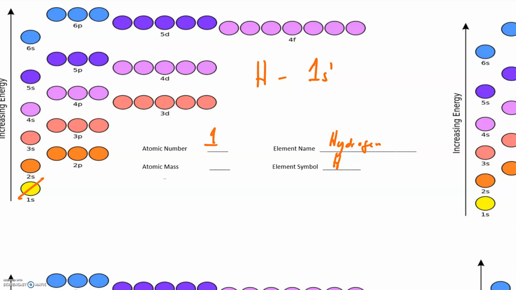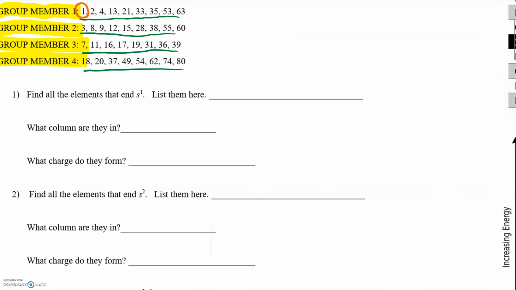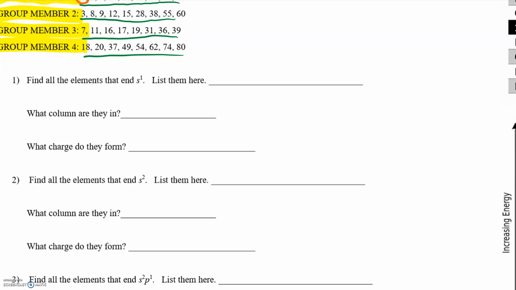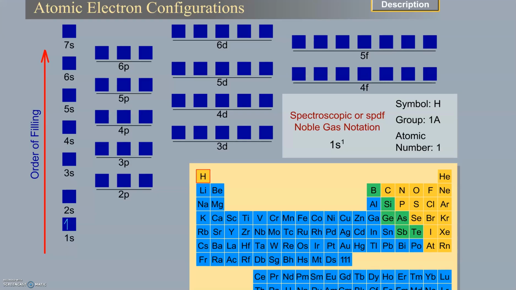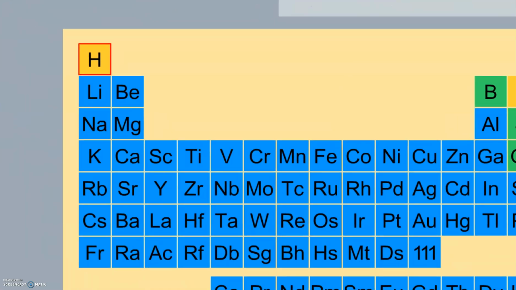You're going to want to keep track of all of the atomic numbers that you are working on, because when we're done, we're going to collaborate with our group members, and we're going to try to answer the following types of questions. For example, find all the elements that end in S1. And there are going to be more than 1. Hydrogen is simply one of them. And it's also going to ask a couple questions. What column are they in? And of course, looking at our periodic table, we know that they are all in group 1, which is of course this first column here.